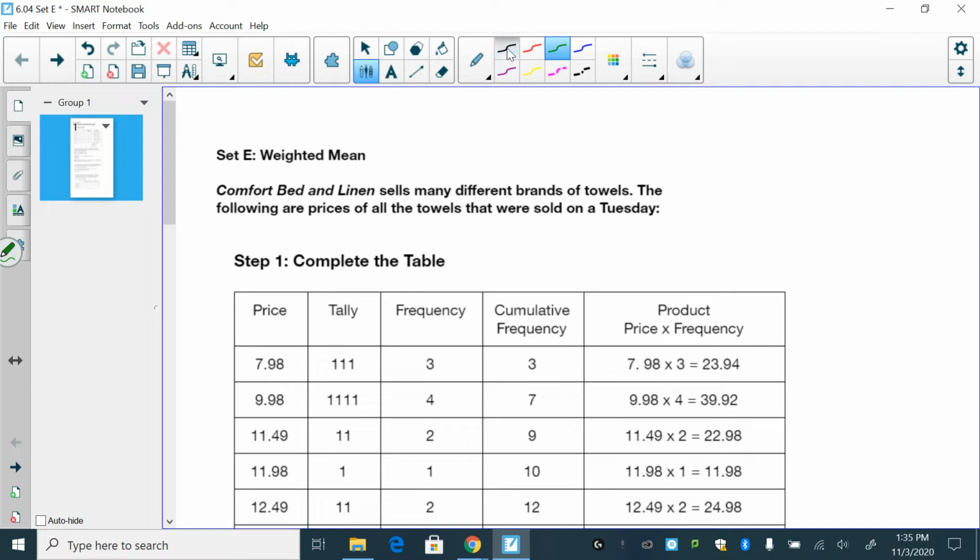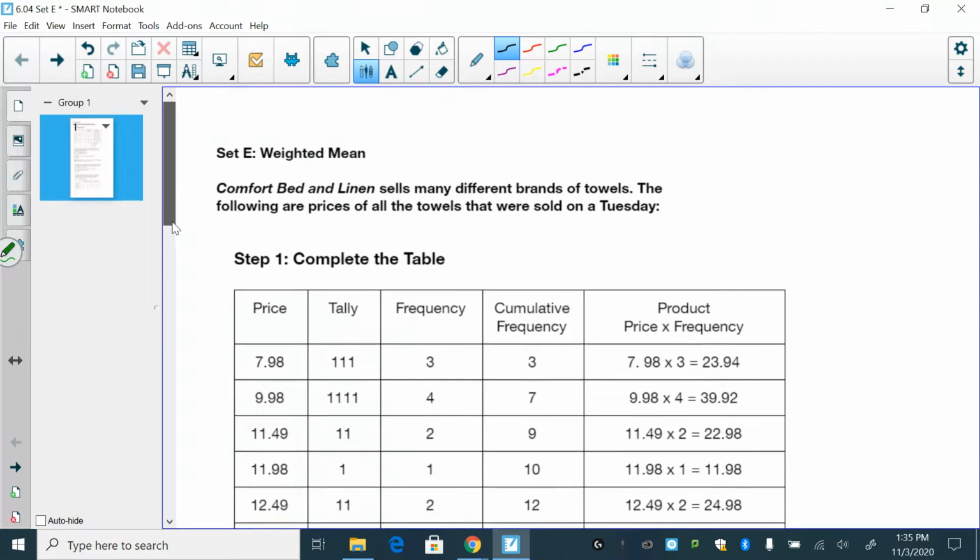Right, so for this section, we're going to be looking at filling out tables, and you're going to be doing a lot of this over the next couple of videos and lessons. It'll help us organize our information better, and it'll speed things up when we try to find mean, median, mode. So right now, we're trying to find weighted mean, sorry. So we're looking at Comfort Bed and Linen, and how it sells different brands of towels.